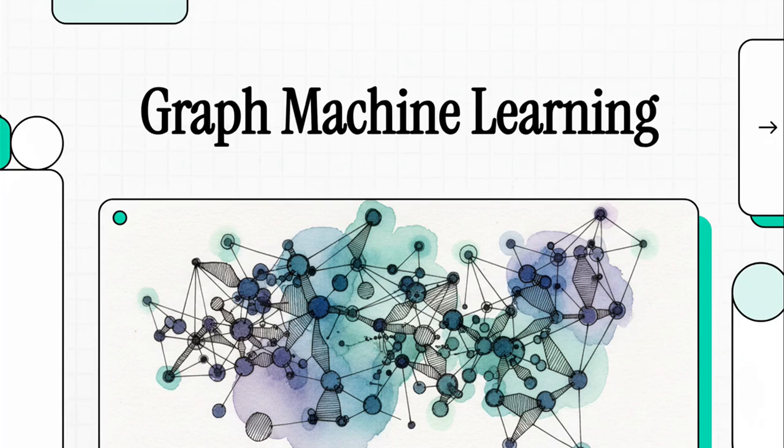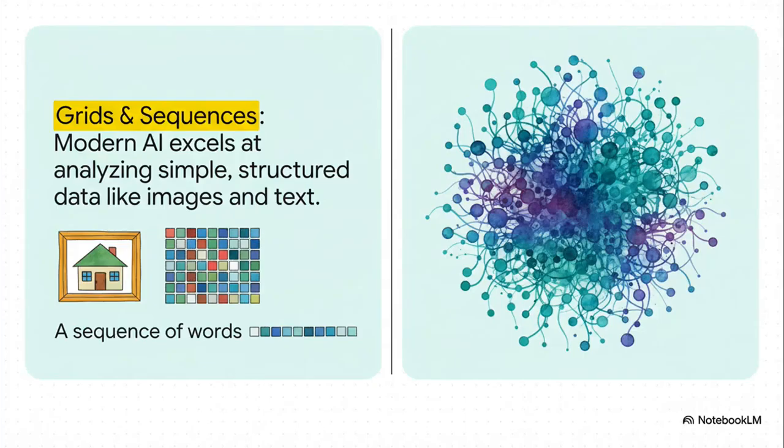Today we're talking about graph machine learning. It's a field that's all about understanding the incredibly complex connections that are hidden inside our data. You know, modern AI is fantastic at analyzing data that's neatly structured. It sees an image as a simple grid of pixels, or it reads text as a sequence of words.